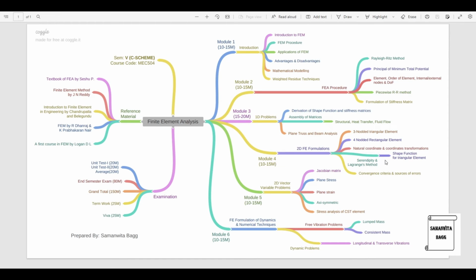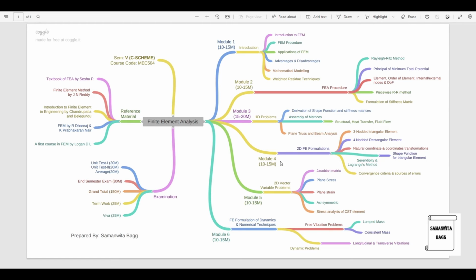Also, there is a particular rectangle which has 9 nodes. So the derivation of the 8-noded rectangle is quite important, and the 9-noded derivation should also be studied. The last topic here is convergence criteria and sources of error. These two topics are important theory questions which you should read definitely.